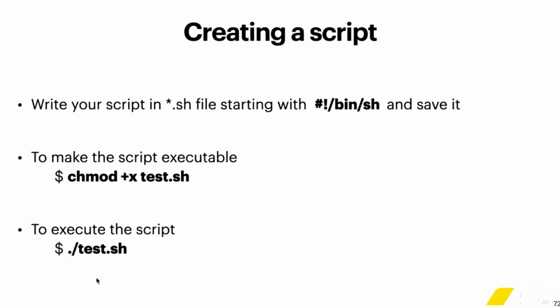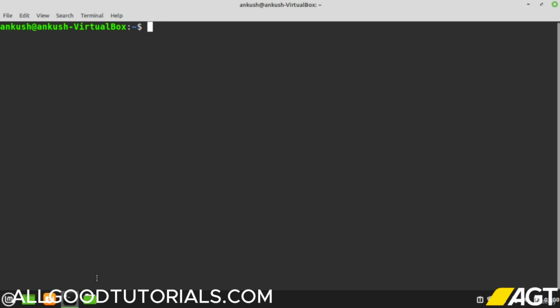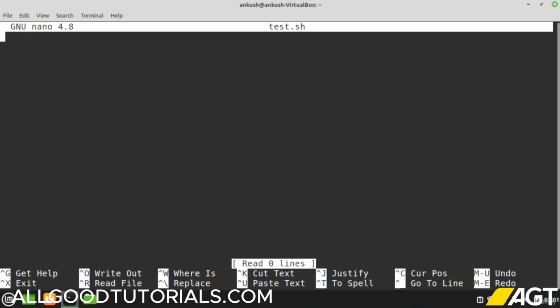Okay, so let's first write one script and then execute it. To write a script, as we create any regular file, we have to just create one file. I will just name it test. So our file named test has been created. Now we will open the test file and edit it. So the file has opened.